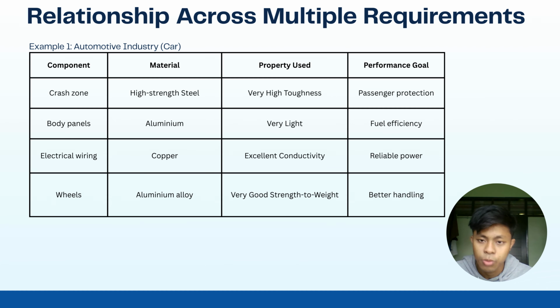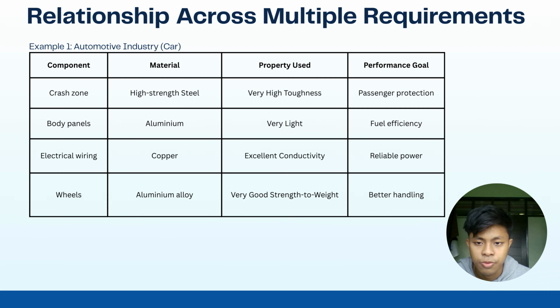I will explain the relationship across multiple requirements. For example, one is the automotive industry, which is a car. For components, we have four: crash zone, body panels, electrical wiring, and wheels. For materials, for the crash zone we have high strength steel, for body panels we use aluminium, electrical wiring has copper, and for the wheels we have aluminium alloy.